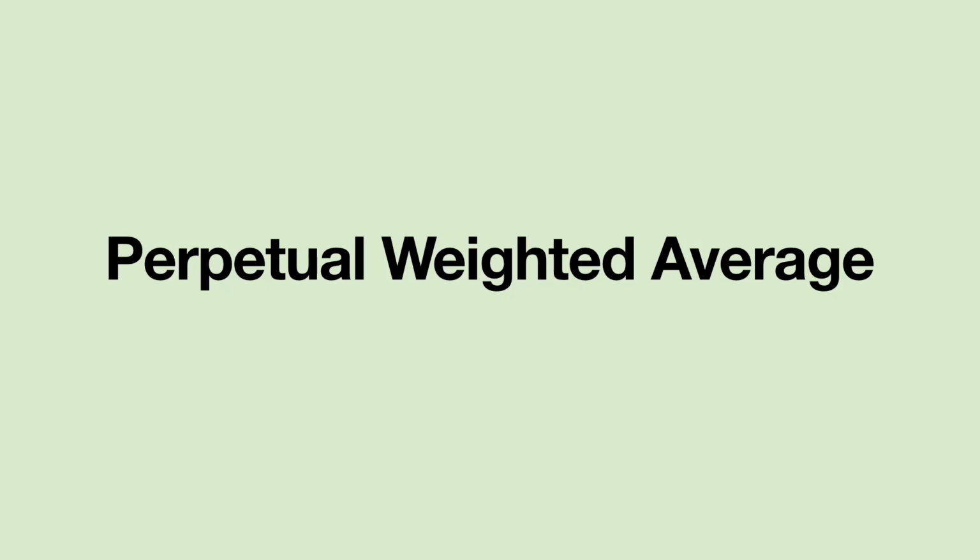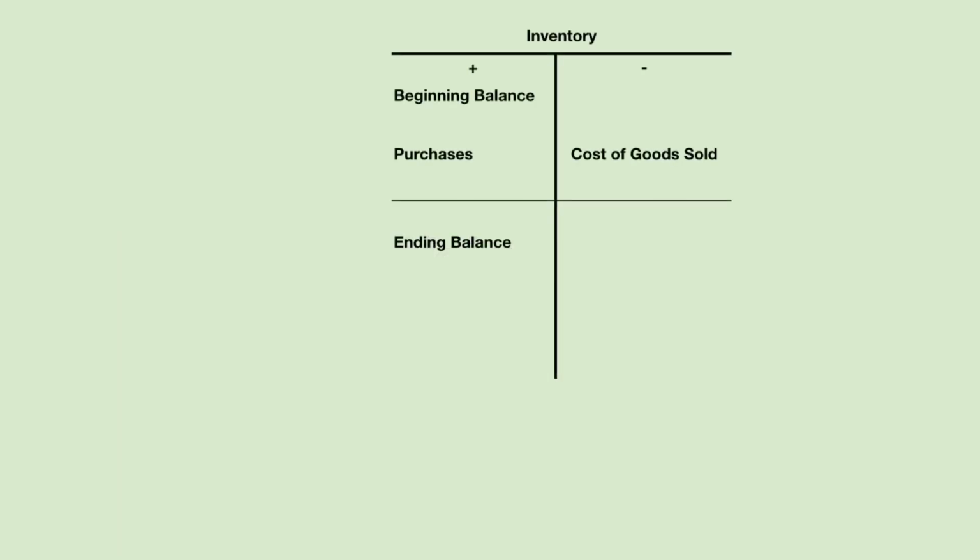In this video, we're going to calculate the cost of goods sold and ending inventory using the Perpetual Weighted-Average method. To make the calculations, I'm going to use the logic of the inventory T account. Remember that every T account is a formula.